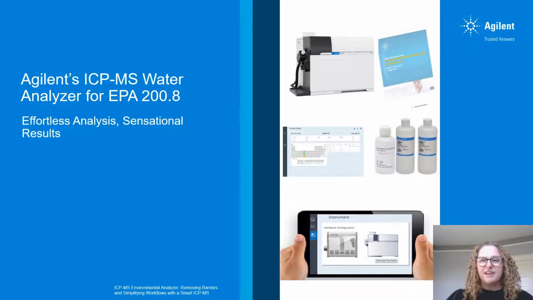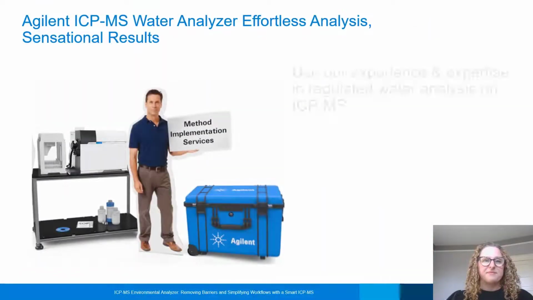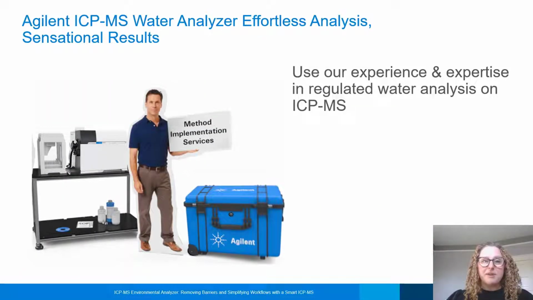Okay, so let's see how we can use this 7850 for our water analyzer for an EPA 200.8 method. This is an environmental conference, and this will be a very good tool for a lot of you listening today. So our Agilent ICP-MS water analyzer is effortless analysis and sensational results. It doesn't matter what your experience or expertise is in regulated water analysis by ICP-MS, we are here to help you however much you need help.